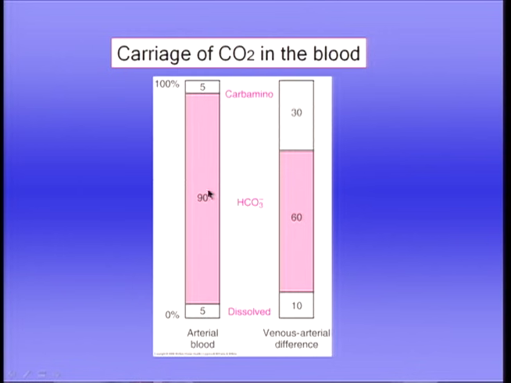You can see that in arterial blood, the vast majority of the CO2 transport is taken up as bicarbonate. Only 5% is in the dissolved form, and only 5% is in the carbamino form. By contrast, if you look at the difference, the exchange of carbon dioxide in the lung or in the tissues, a substantial amount is taken up by carbamino and also dissolved, although still the largest amount is in the bicarbonate.